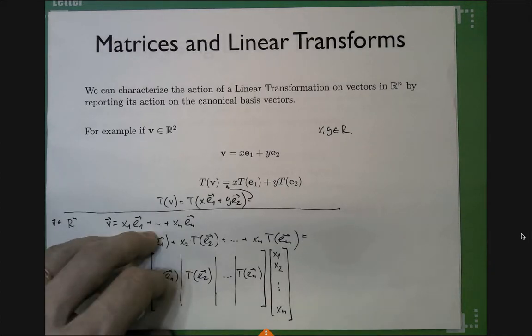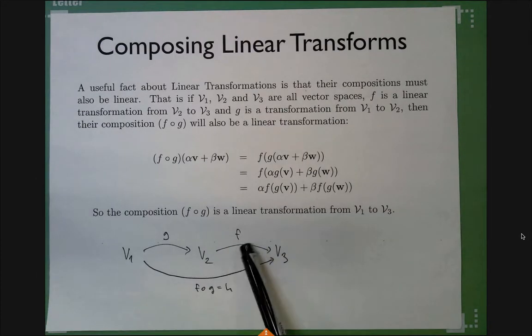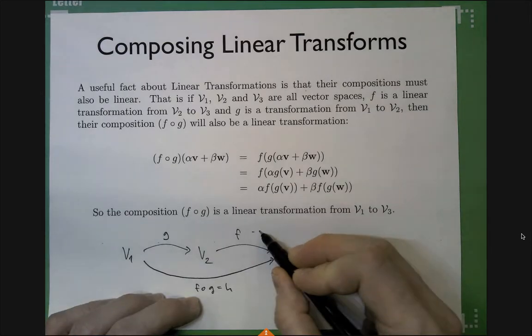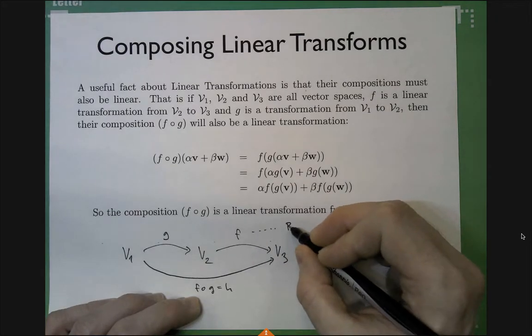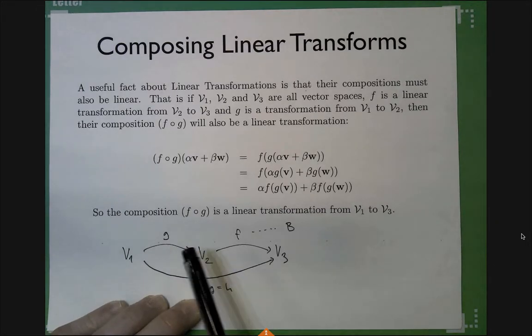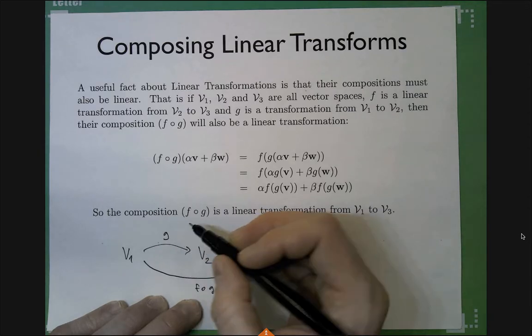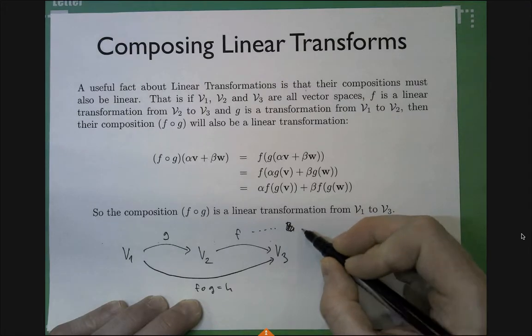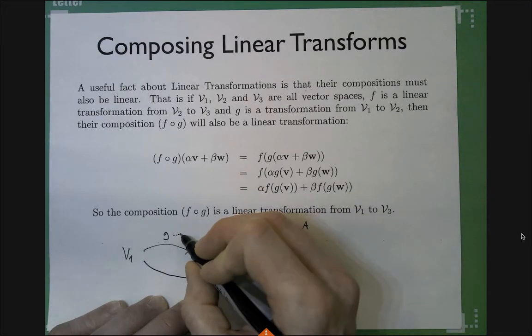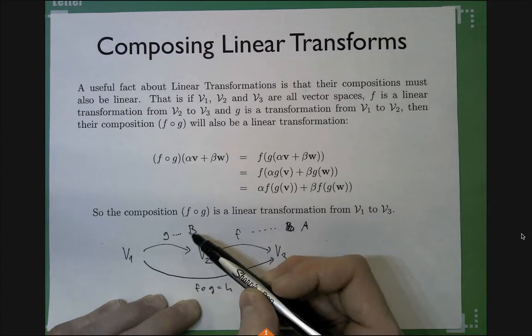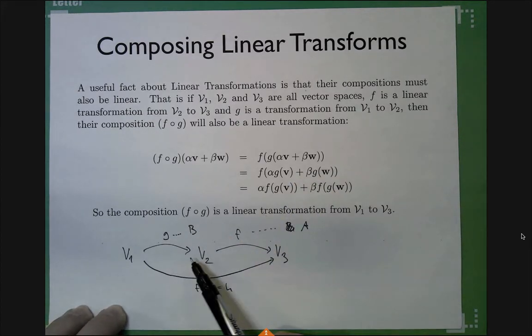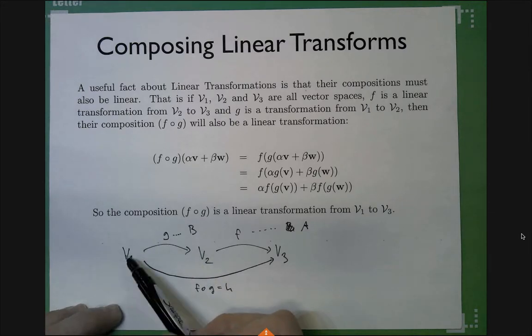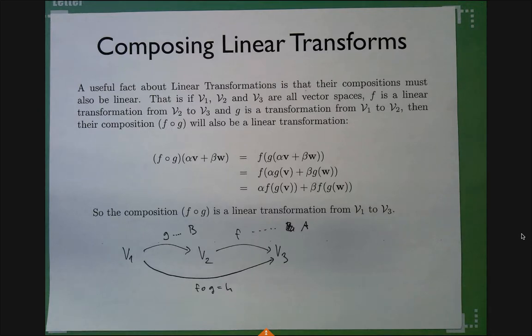Okay. So I can certainly do it here for my F, and let's say this gives me some matrix B with respect to the standard basis in V2 and V3. And I can do it also for G. Oh, sorry, let me call this one A, and let me call this one B. So the matrix corresponding to representing the linear transformation G with respect to the standard bases in V1 and V2.